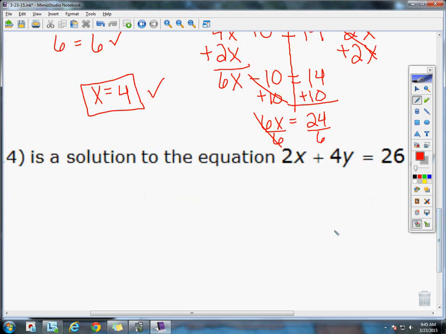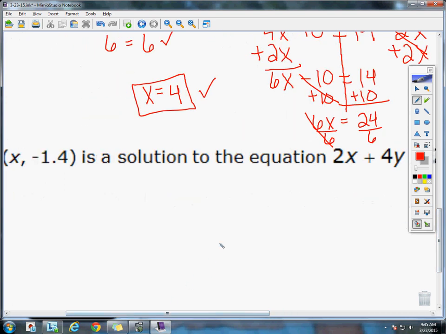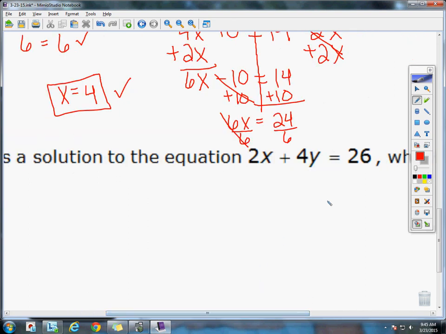Okay, last one. It says number 20. If x comma negative 1.4 is a solution to the equation 2x plus 4y equals 26, what is the value of x? So here's x and y. So you know what your y value is. So for my problem over here, we're going to plug in that negative 1.4 for y. So 2x plus 4 times my y value, negative 1.4, is equal to 26.